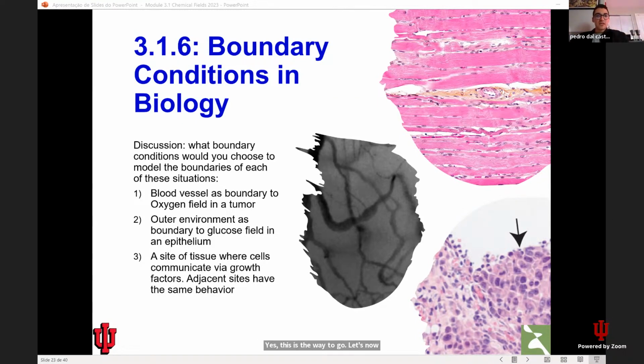Let's now think of you are modeling the outer environment. No, you're not modeling the outer environment. The outer environment is the boundary to a glucose field in an epithelium. So let's say I am modeling the glucose field in my skin, and there is the outer environment here, the air. So which boundary condition would you use to model the interface between the skin and the air?